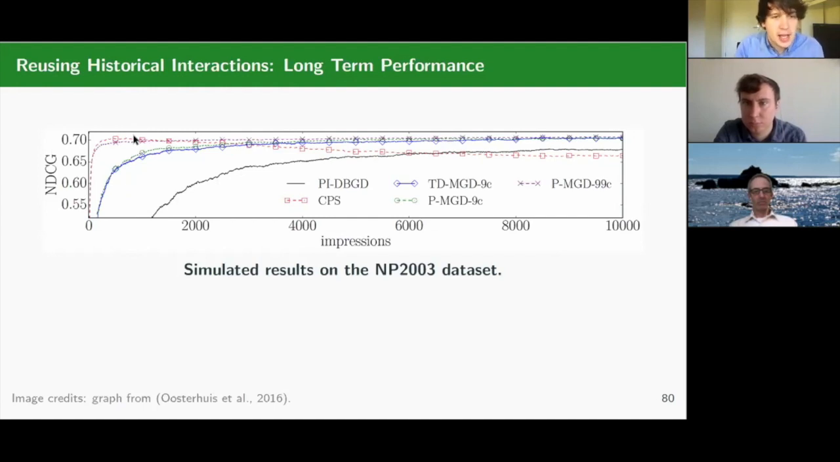early on. And in the previous plot, this seemed to be converging, but now we see that actually that's not the case. What's happening here is the performance is slowly degrading over time, to the point that it's worse than dueling bandit gradient descent.